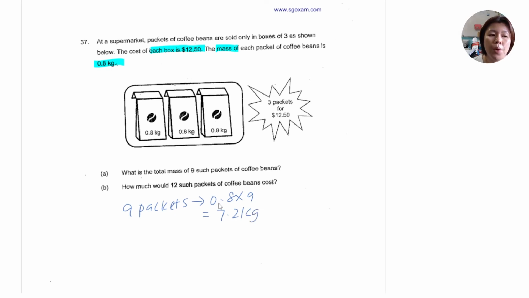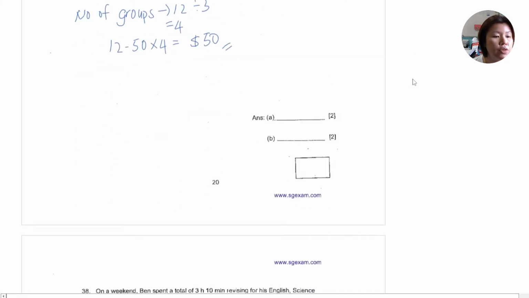So B is how much will 12 packets of coffee bean cost? We know that 3 packets is 12.50, so we can find groups. Number of groups will be 12 divided by 3 is equals to 4. So one group is 12.50. 4 groups will be 12.50 times 4. It will give us $50. Okay, let's move down.